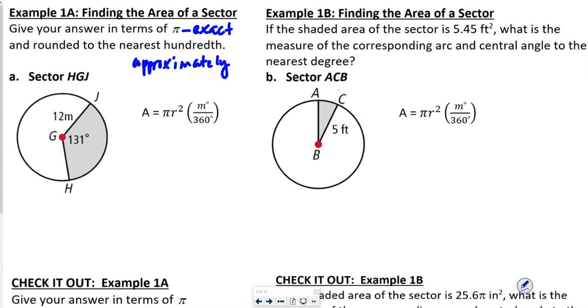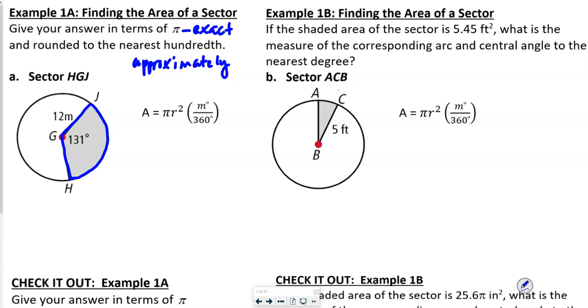And if it's approximately, that's because 3.14 is an approximation of pi. Pi is an irrational number that goes on forever and it never stops, nor does it repeat, okay? So it says find sector HGJ. So it's asking us to find HGJ, this sector right here, okay?